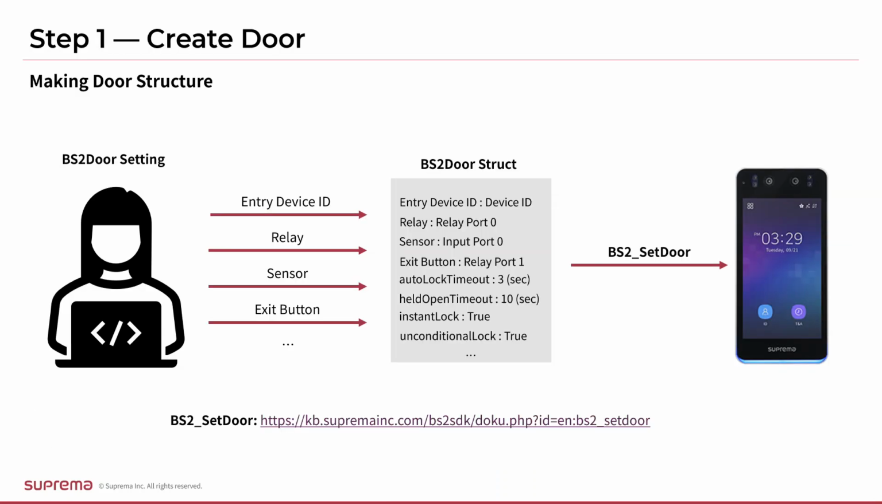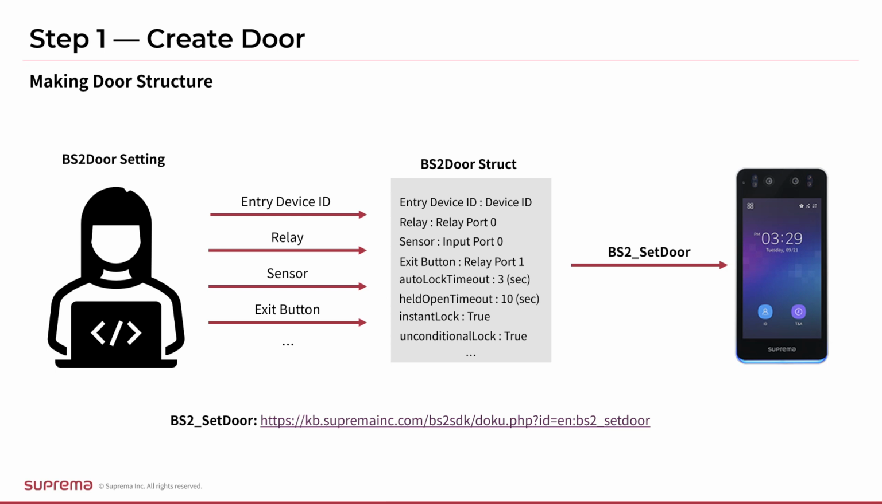Let's start with step 1, creating a door. First, we define the door settings in code. This includes the entry device ID, lock relay, door sensor, and exit button. Next, we populate a bs2 door struct with these values.